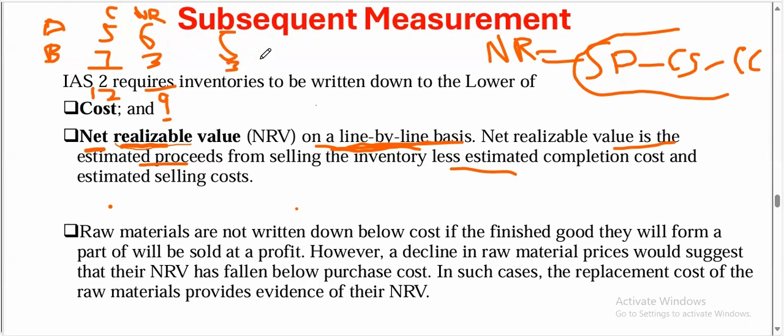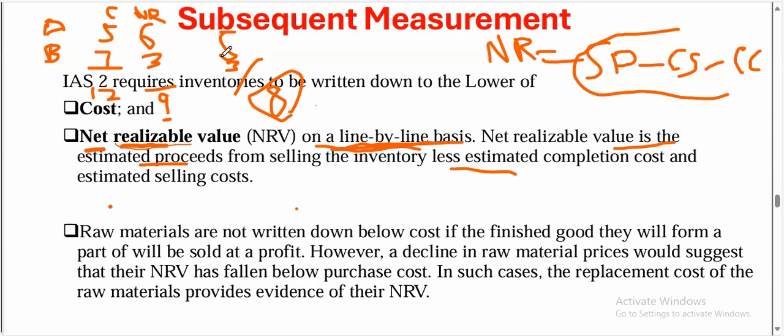3. Sum the two and you get 8. So 8 is what we are going to use, not the 9, which is the lower of the total cost and the total NRV. We're not going to use the totals, but we're going to value them on a line by line basis. That's what it means, right? So you don't have to use the total 12 and compare to the total 9. You have to value them separately. So A, the lower is 5, which is the cost.